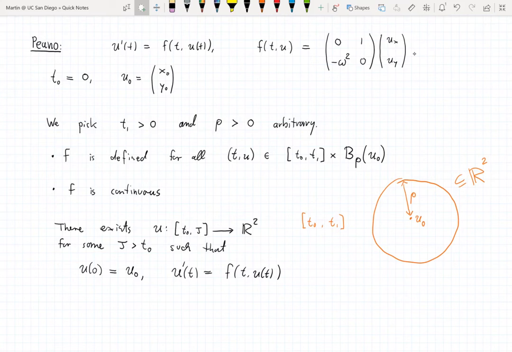Now, the Peano existence theorem tells us that there exists a function u, which lives on some time interval that goes from t0 up to tau, where tau is some time after t0, and takes values in R^2, such that u(0) is equal u0, the initial condition, and u'(t) is equal f(t, u(t)). So in particular, the Cauchy problem has a solution which lives for at least some time.